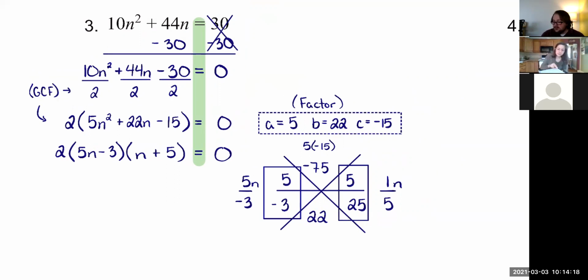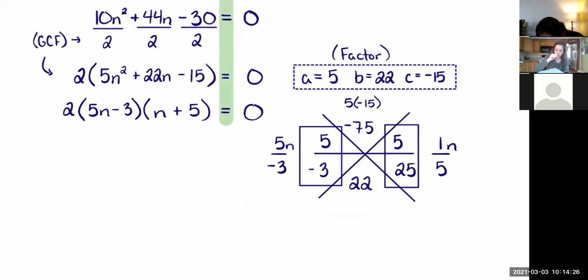I'm now ready for step 3, which is to set each of these factors. This time it looks like we have 3 of them. Set each of them equal to 0 individually. And again, you don't have to do this on your assignment. I'm just doing it for the notes. But this is where the zero product property comes into play.